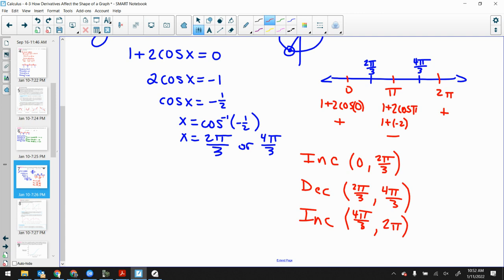Now we say, are there local maximums and minimums? Yeah. The function is going up, and then turning downward at 2 pi over 3. That's a local max. So this is a local max at 2 pi over 3. And then it goes from decreasing to increasing at 4 pi over 3. So a local minimum at 4 pi over 3. Now, we should run the numbers to see what those values actually are.